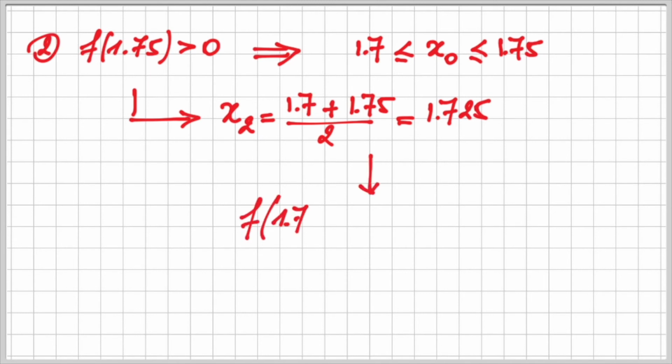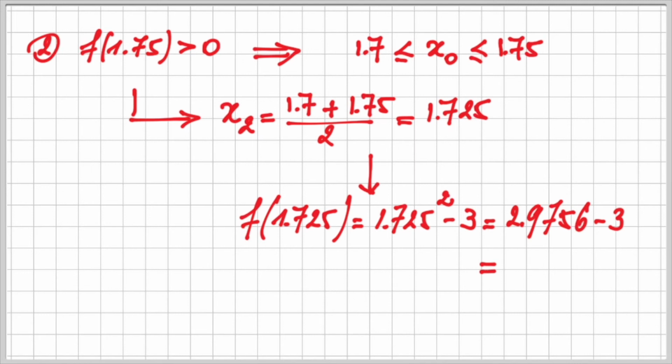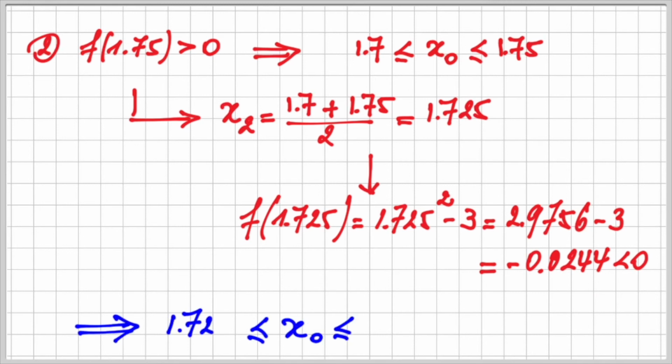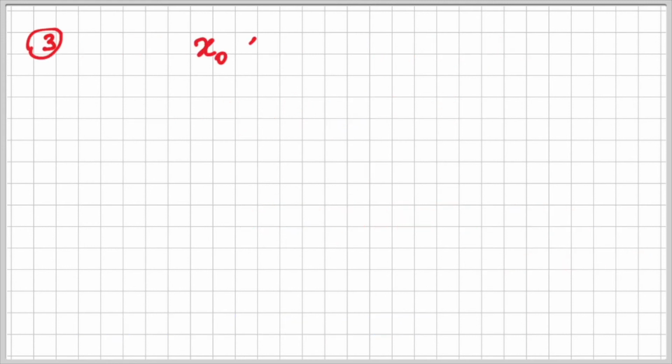And now we find f of 1.725, or 1.725 squared minus 3, is 2.9756 minus 3, which gives us minus 0.0244, which is smaller than 0. This leads to the conclusion that x0 is between 1.725 and 1.75. And now we can continue with the third iteration.